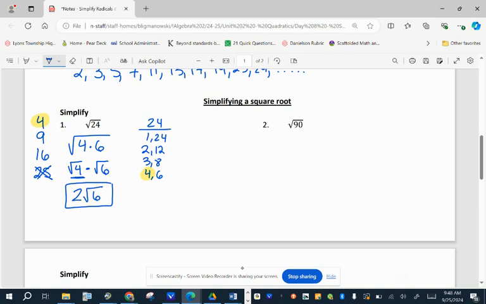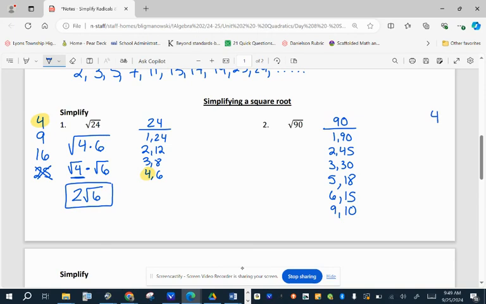Let's try this again for 90. First I'm going to make a factor tree for 90. So 1 and 90, 2 and 45, 3 and 30, 4 does not go into 90, 5 and 18, 6 and 15. Yeah, 90 has a lot of factors. 7 does not go into 90, 8 does not, but 9 does, 9 and 10.